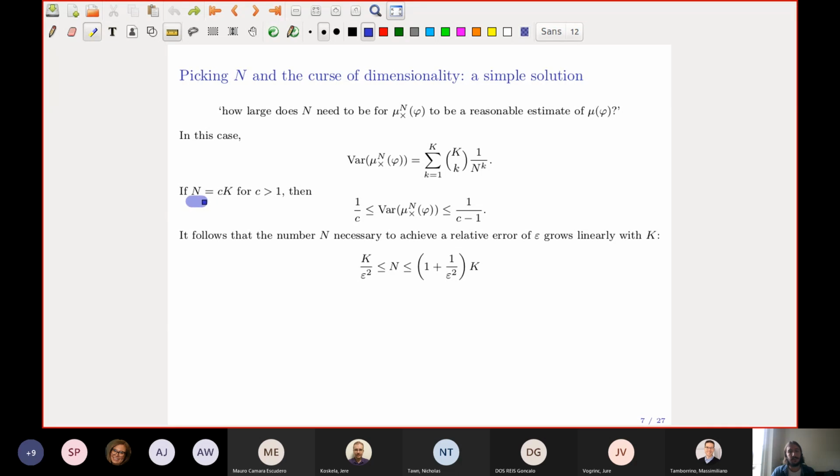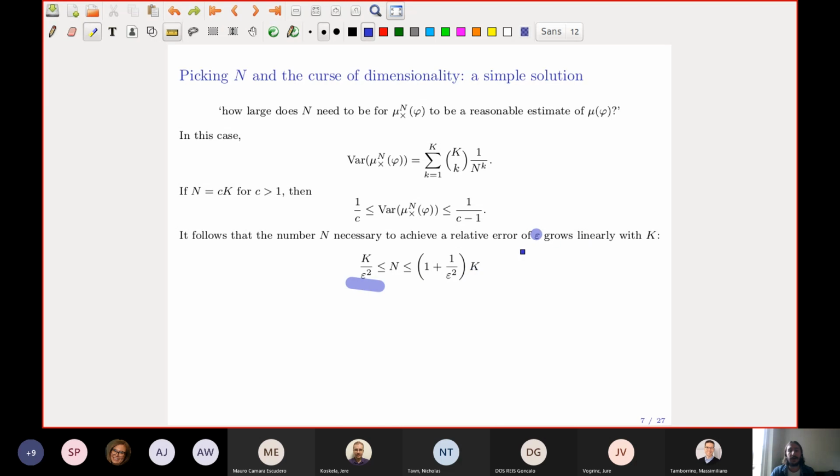So if you say, okay, what if I make the number of samples that I use proportional to the dimension with some proportionality constant c, then you find that the variance is bounded below by 1 divided by c and above by 1 divided by c minus 1. And then following the same steps as before, you'll find that the number of samples that you need to achieve a relative error of epsilon is bounded below by k divided by epsilon squared and above by 1 plus 1 divided by epsilon squared times k.